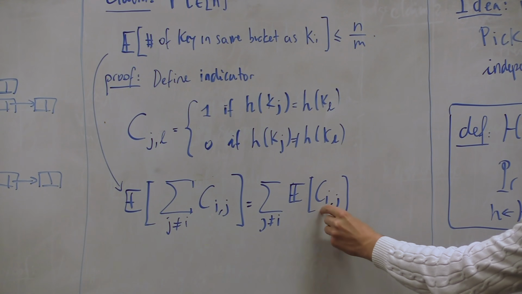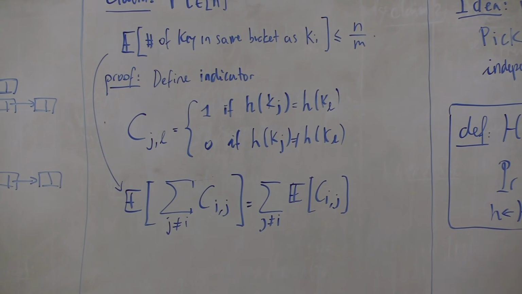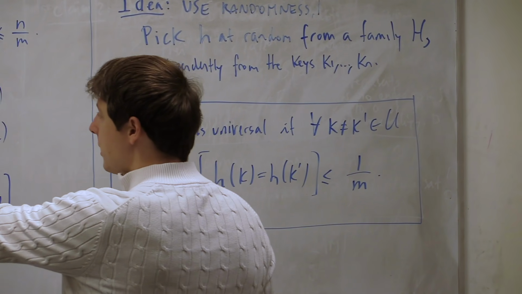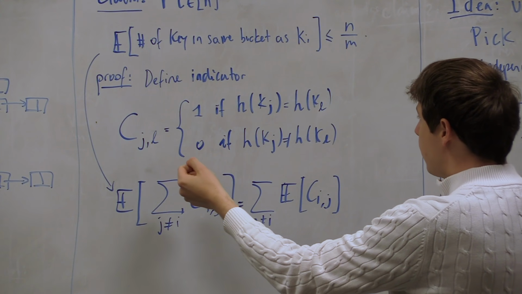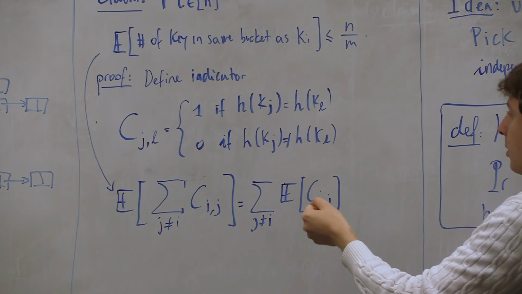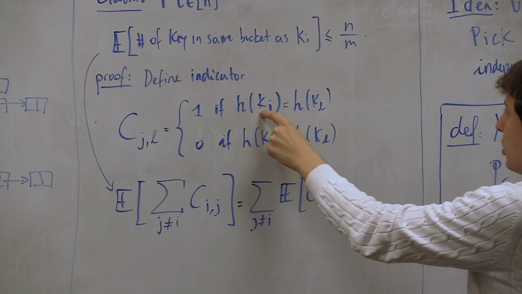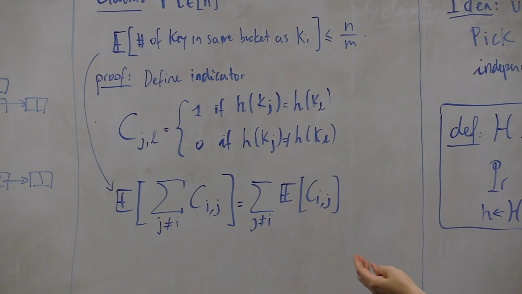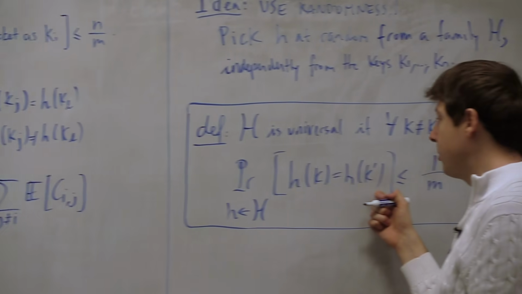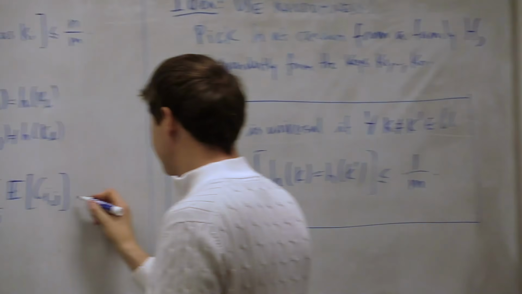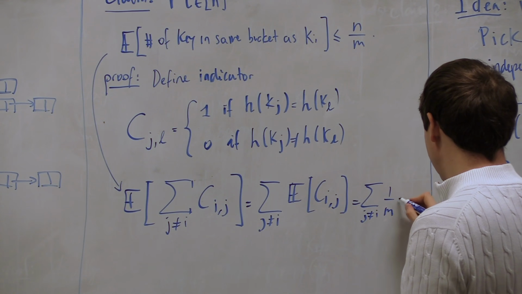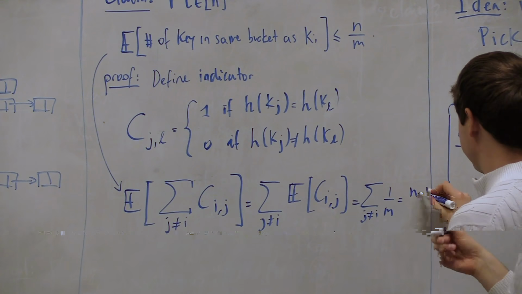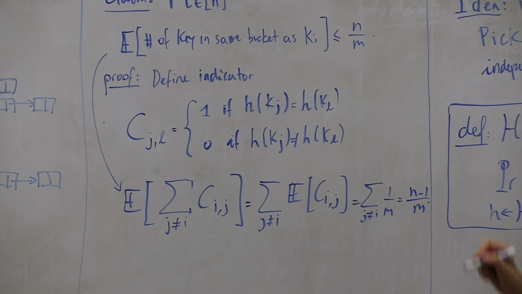Because all the keys are distinct, this is exactly this probability, right? So this is an indicator variable. The probability that Cjl equals 1 is exactly the probability that, over a random choice of h, the distinct keys ki and kj collide. But because h is universal, this quantity is 1 over m. So this is the sum from j not equal to i of 1 over m. But how many j's are there? There's n minus 1. Okay?